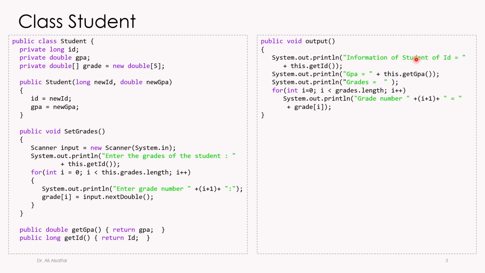A header is printed, then the information of a student of ID, the ID is printed, followed by the GPA message equal to, and again we are getting GPA by using the method getGPA, followed by printing the grades of the student using a for loop. In every iteration, we are printing that the grade number is equal to, and we are printing the grade from the array.